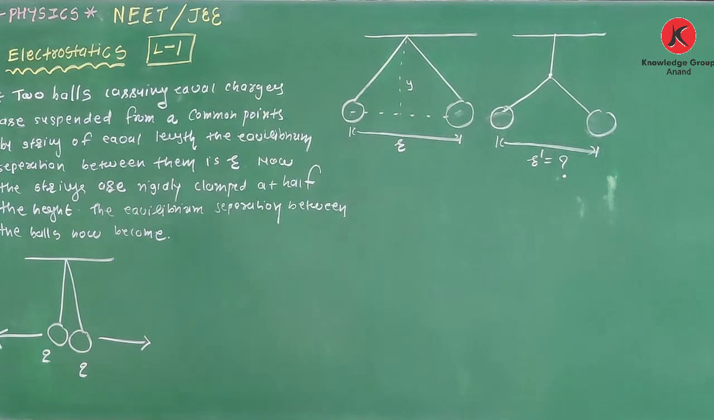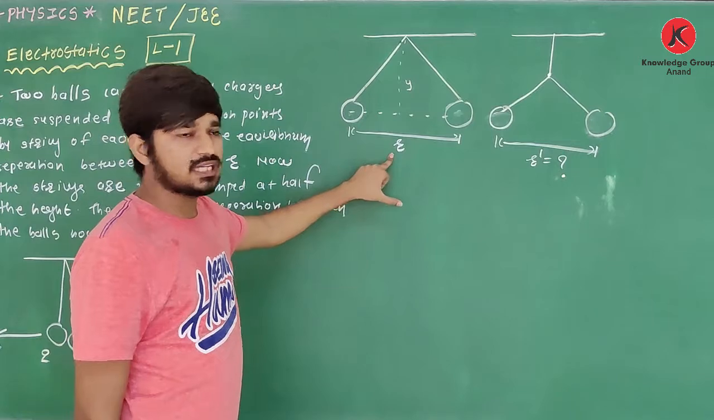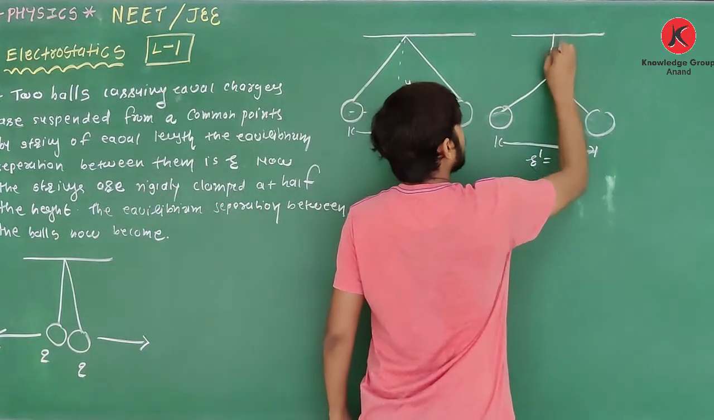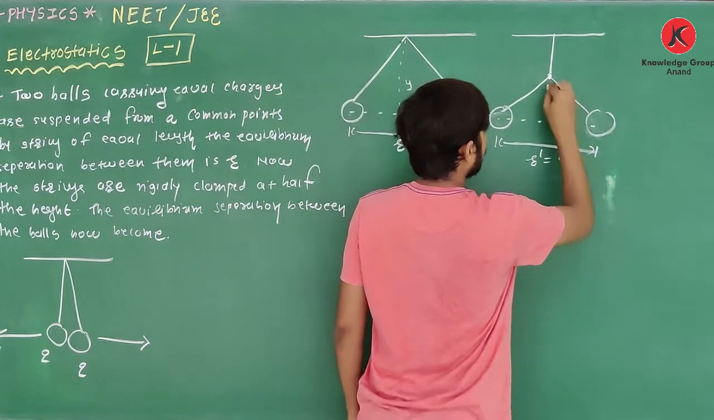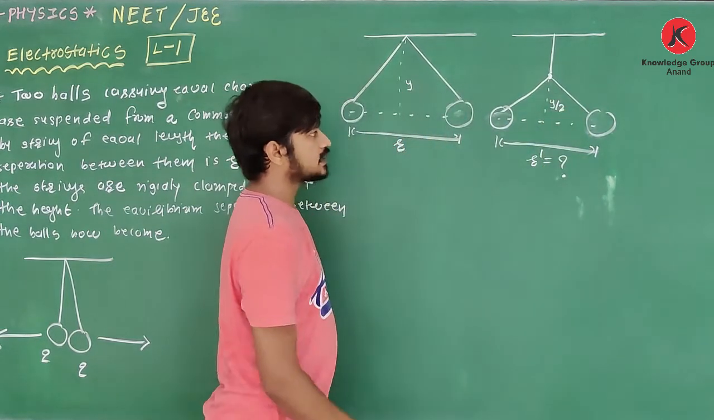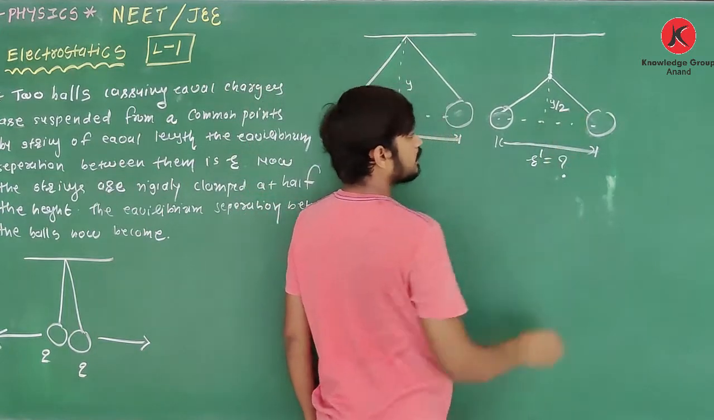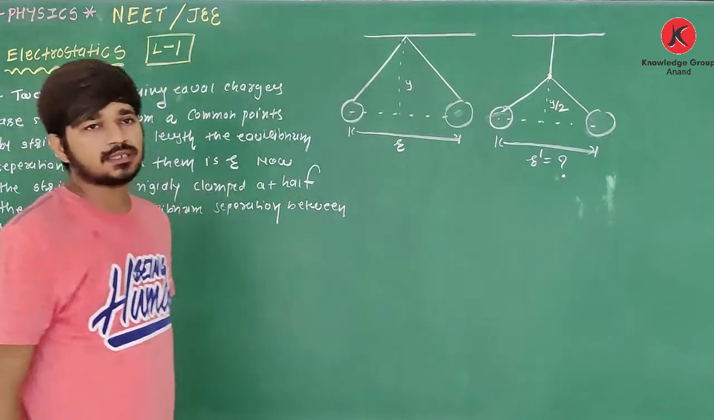So yes, it is the question. Initially this height is y and the separation between them is r. Now two strings are clamped at half of the height. Half of the height means now this height is y by 2. Clear about this? Okay. Then yes, you have to find what is the equilibrium separation.